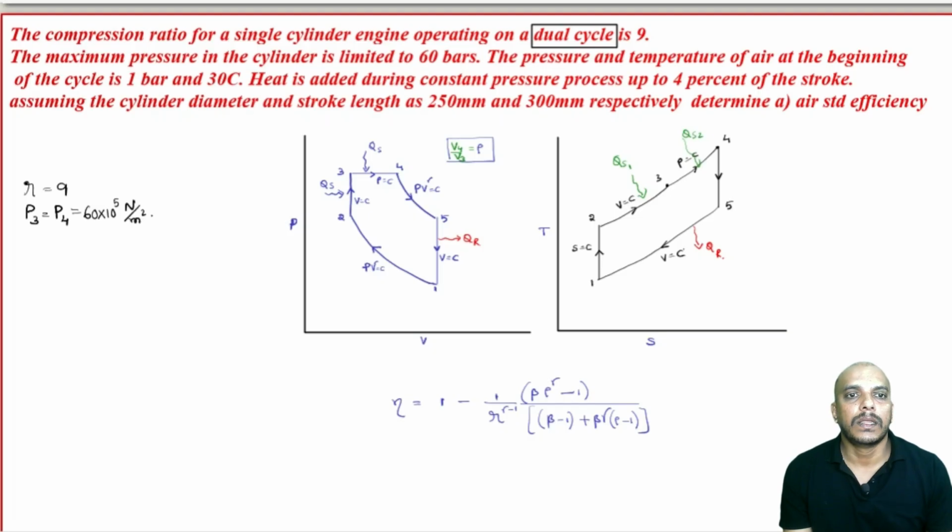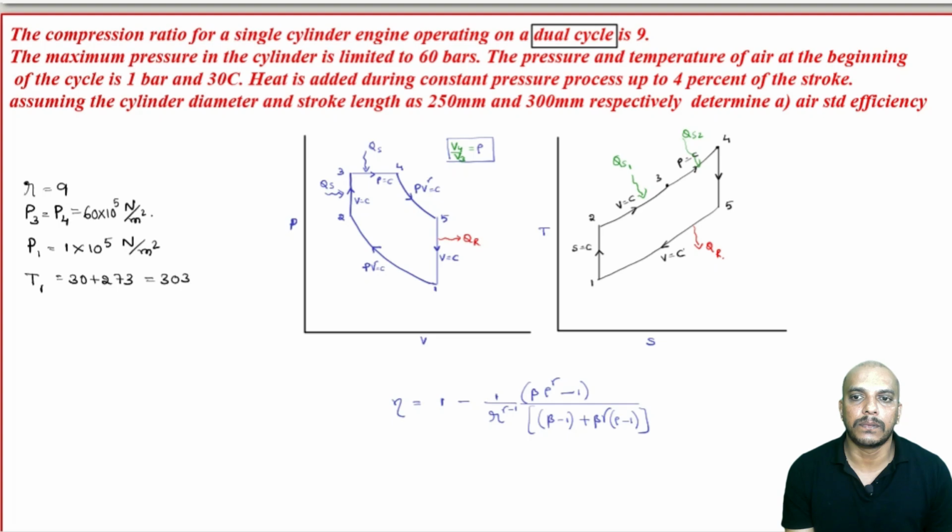Then the pressure and temperature of air at the beginning of the cycle. At the beginning of the cycle, we are talking about P1, which is equal to 1 bar. So, 1 into 10 power 5 Newton per meter square, and T1 is 30 degrees Celsius. So, 30 plus 273, that is 303 Kelvin.